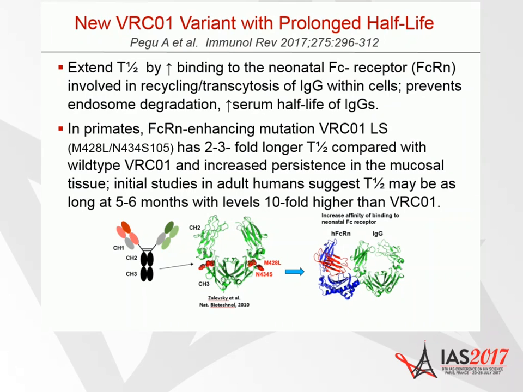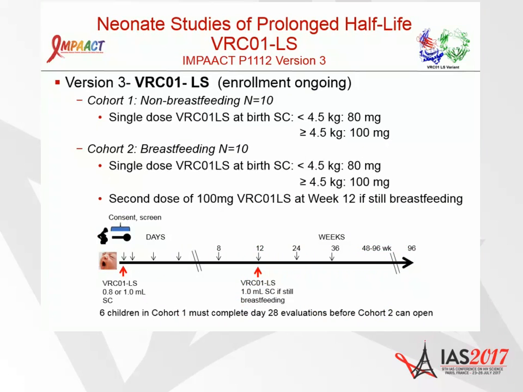And initial studies in adult humans suggest the half-life may be 5 to 6 months or more, with levels 10-fold higher than VRC01. And P1112 is now doing a study in human neonates of VRC01LS. It's starting in non-breastfeeding infants in the US, giving a single dose at birth, and you can see the doses here. Following that, it will be given in breastfeeding infants with a single dose at birth, a second dose at week 12, again looking at a target of 50 micrograms per ml.